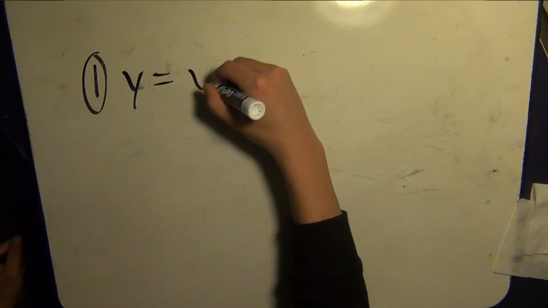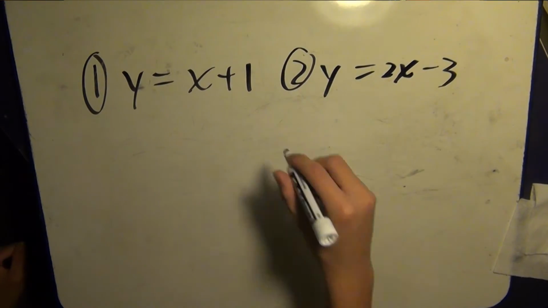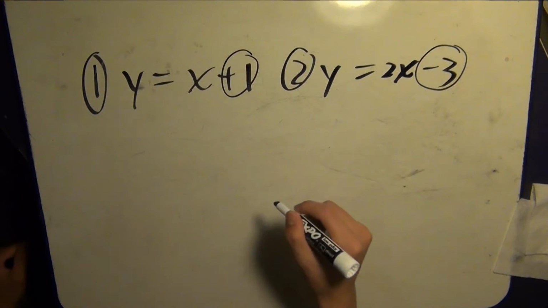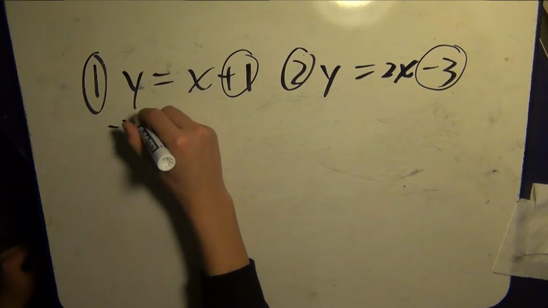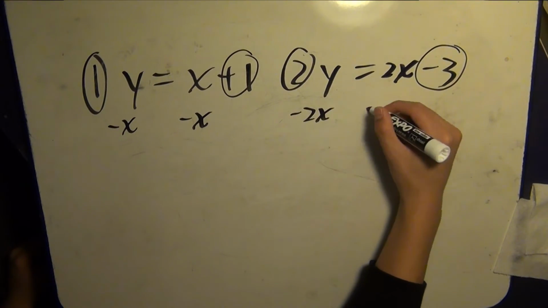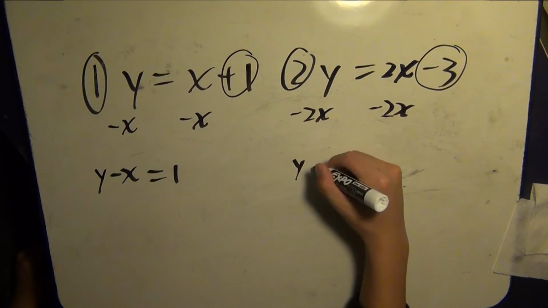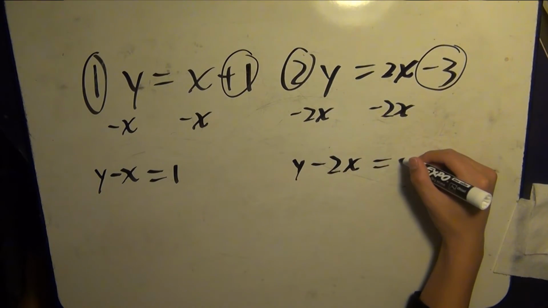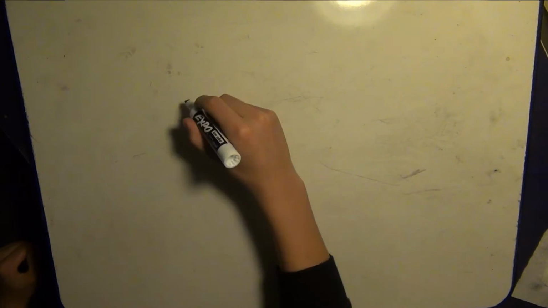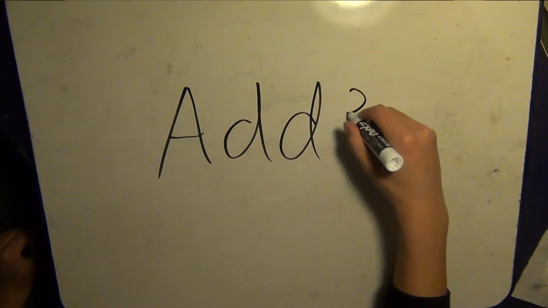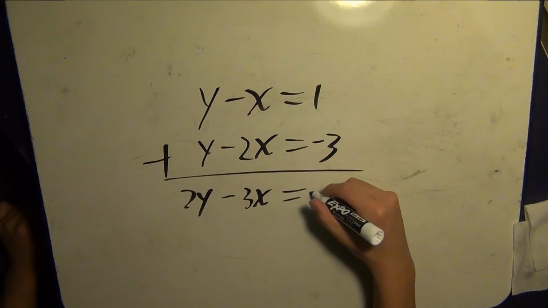In this question we have y equals x plus 1 and y equals 2x minus 3. Generally, when you're using the elimination method, you typically want your variables only on one side of the equation. So if we subtract x from both sides of equation 1, and on the other equation subtract 2x, we're left with y minus x equals 1 and y minus 2x equals negative 3. So now we just add them up, right? Nope. Because they're not opposites, and they won't cancel each other out.